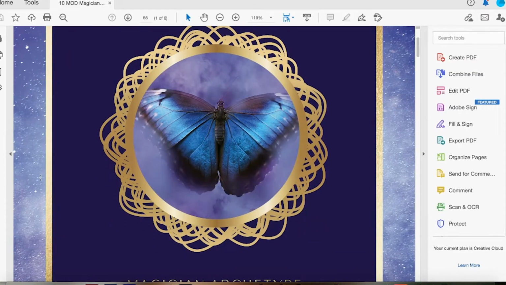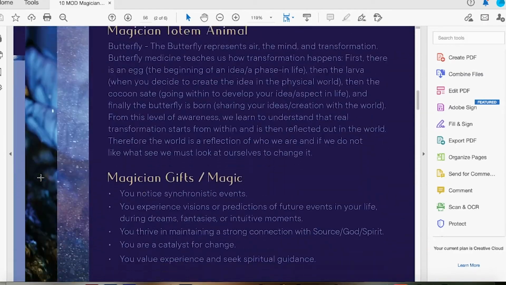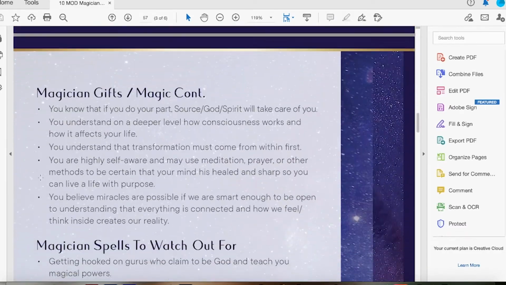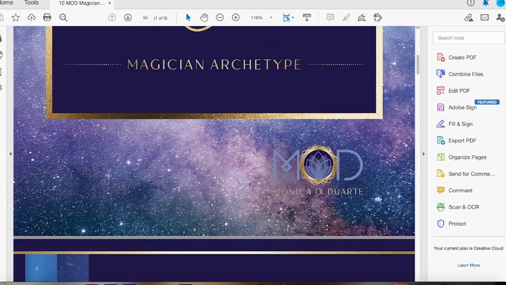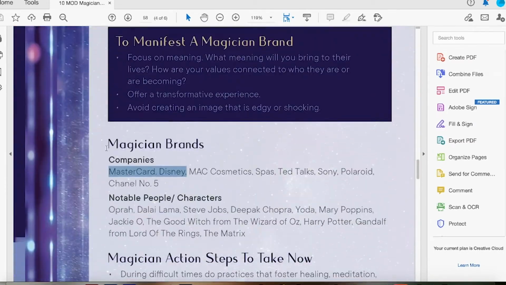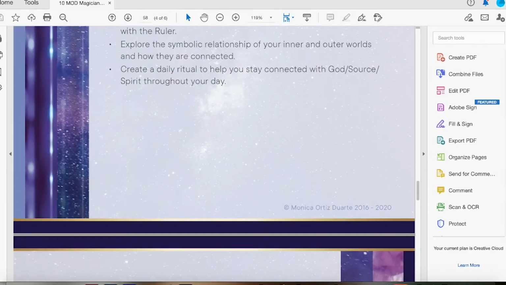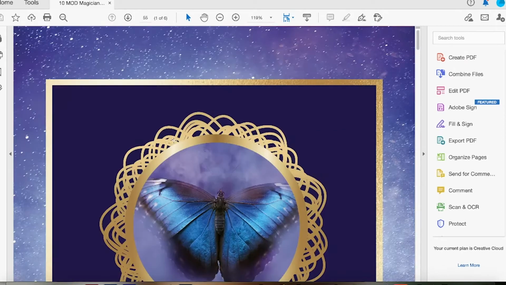So this is the profile that you'll get when you do that. If you get the magician, obviously, if you get a different archetype, the profiles are similar except the information is different. So it's a beautiful profile that I design specifically for you. And so let's go over it from the top.